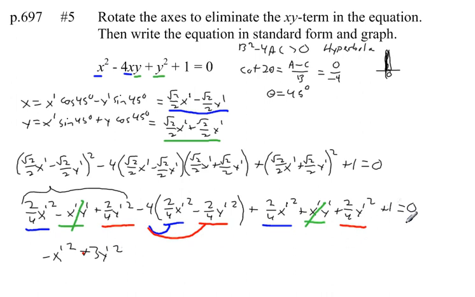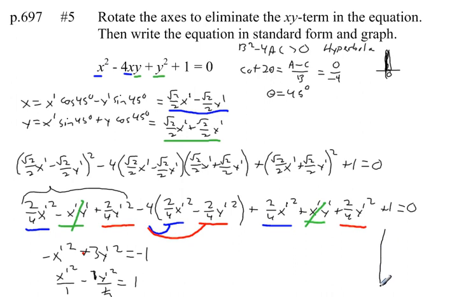And then this plus 1, let's move to the right-hand side, say that equals negative 1. Well, now let's divide everything by negative 1, which will give us x prime squared over 1 minus 3y prime squared over 1 equals 1. And if I multiply top and bottom here by 1/3, that'll give me y prime squared over 1/3 in my denominator. So there's my standard form of this ellipse.